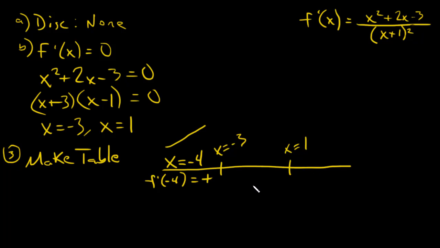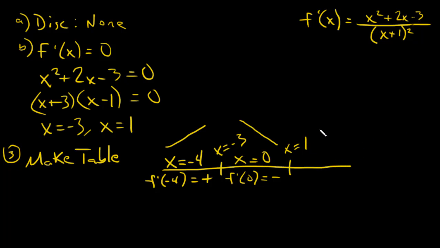Alrighty? Now I'll move to the next interval, a value between negative 3 and 1. Please say that you pick 0 for that. 0 is by far the easiest when you have stuff like that. So again, the bottom is always positive no matter what I put in it. The top becomes 0 plus 0 minus 3. So f prime of 0 is negative, which means the behavior is going down.